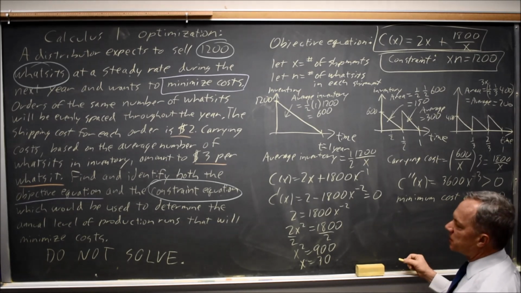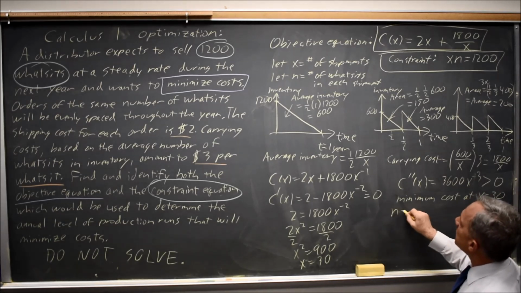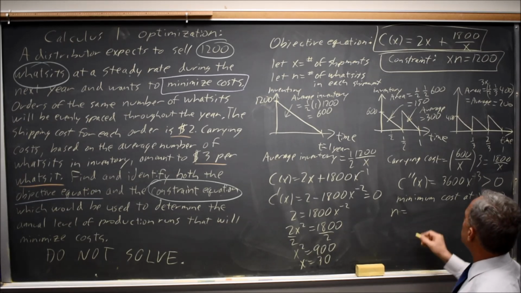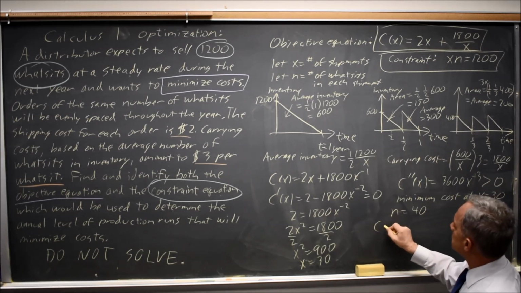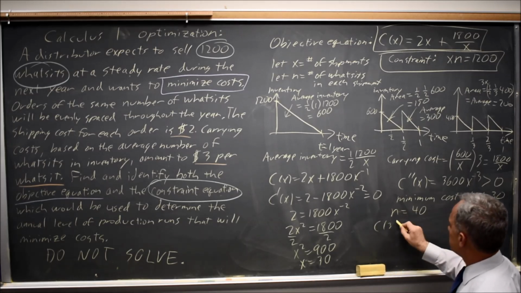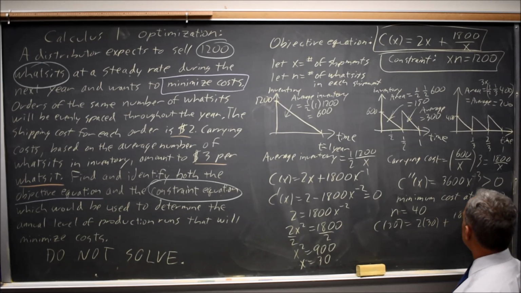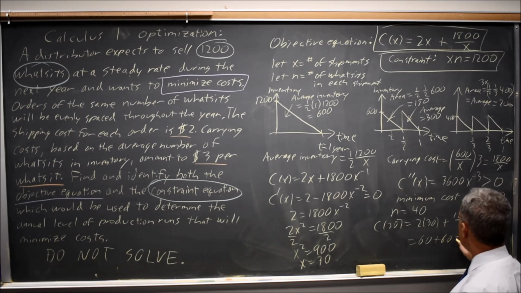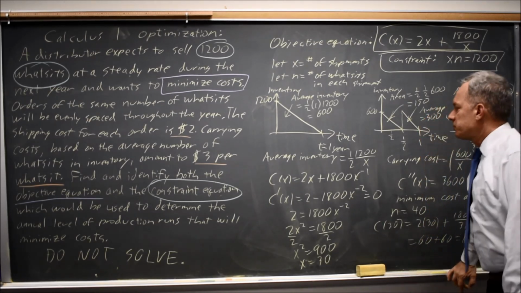So we have the minimum cost at x equals 30, and if x equals 30, our n, our shipment size, is 1200 over 30, which is 40. And our cost, C of 30, is twice 30 plus 1800 over 30, which is 60 plus 60 equals 120. So we were able to solve it.